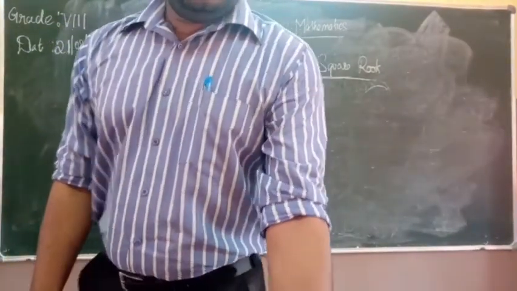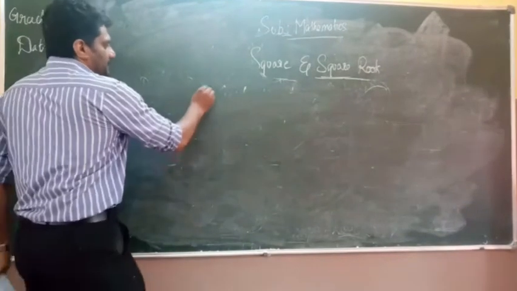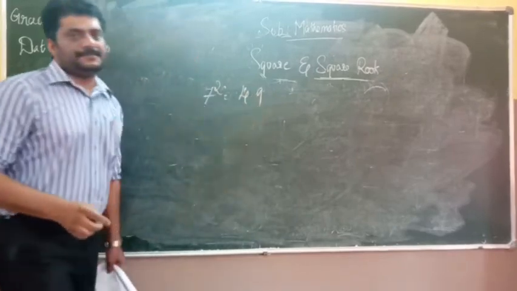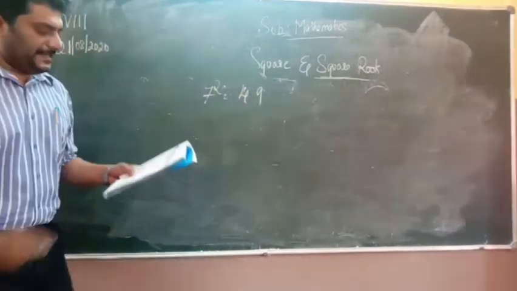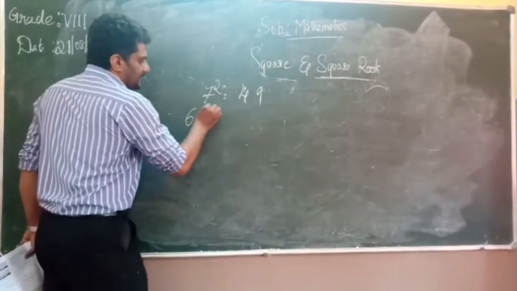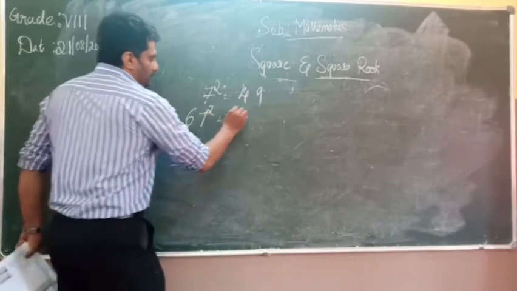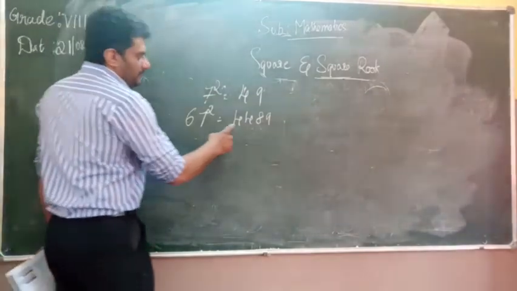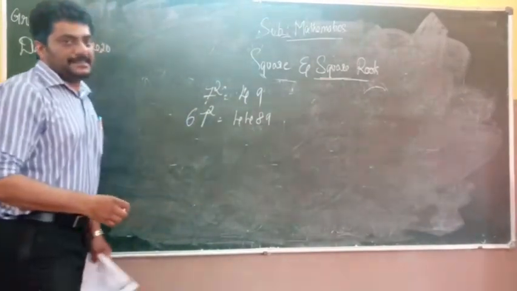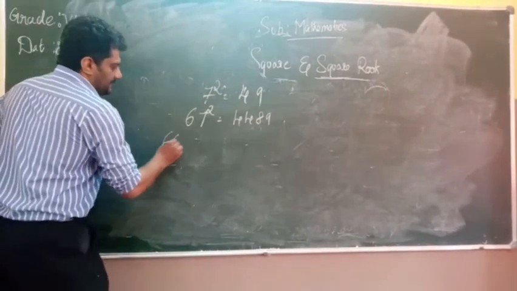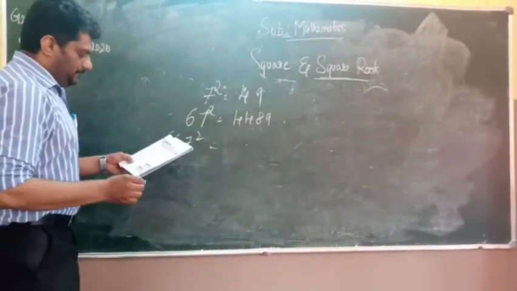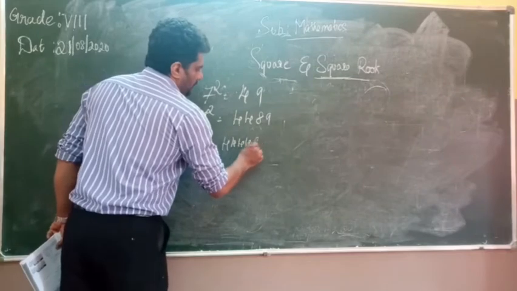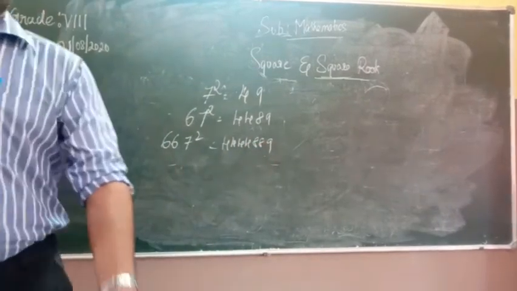Now there's one more pattern. You need to observe this and write. I will write the first one. 7 squared is 49. The next one is 67 squared, which is 4489. The next one is 667 squared, which will be 444889.